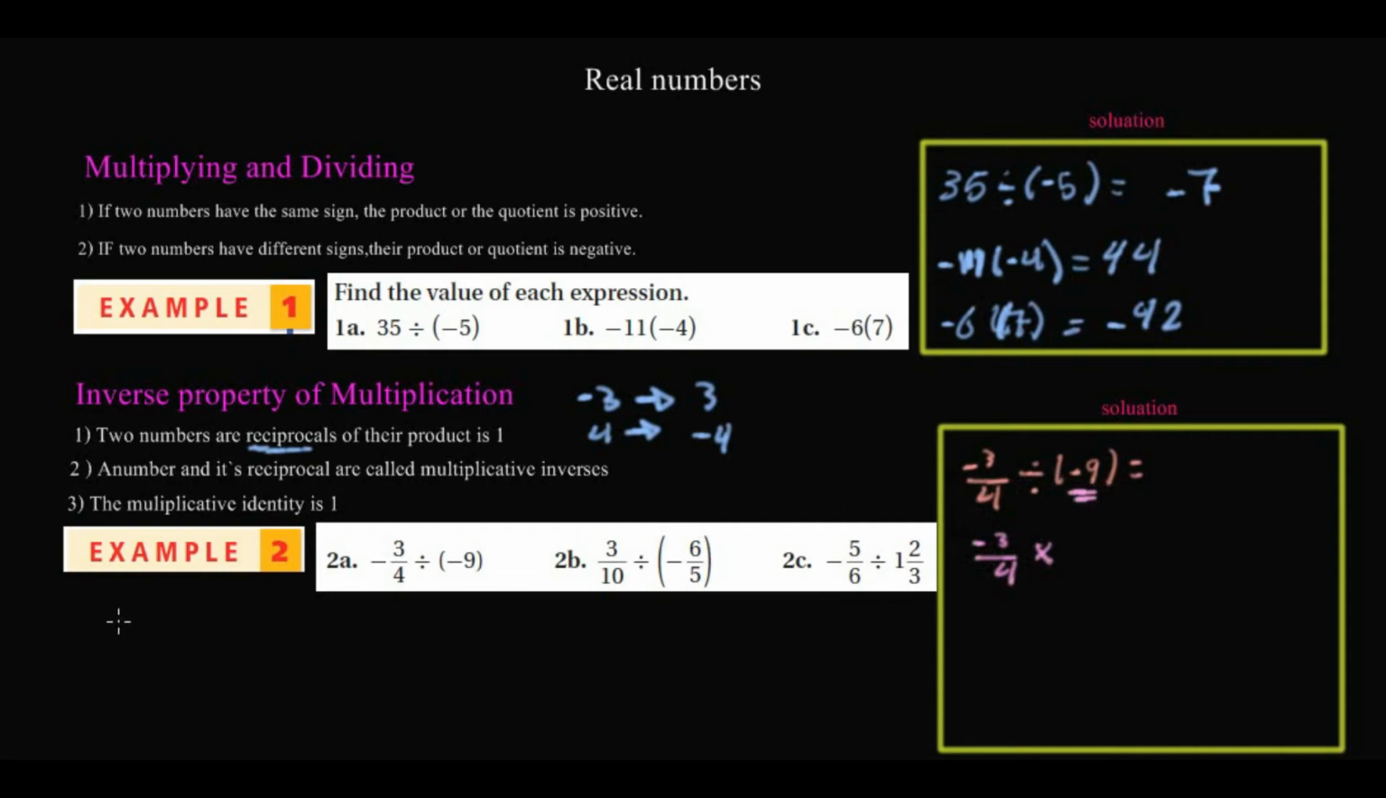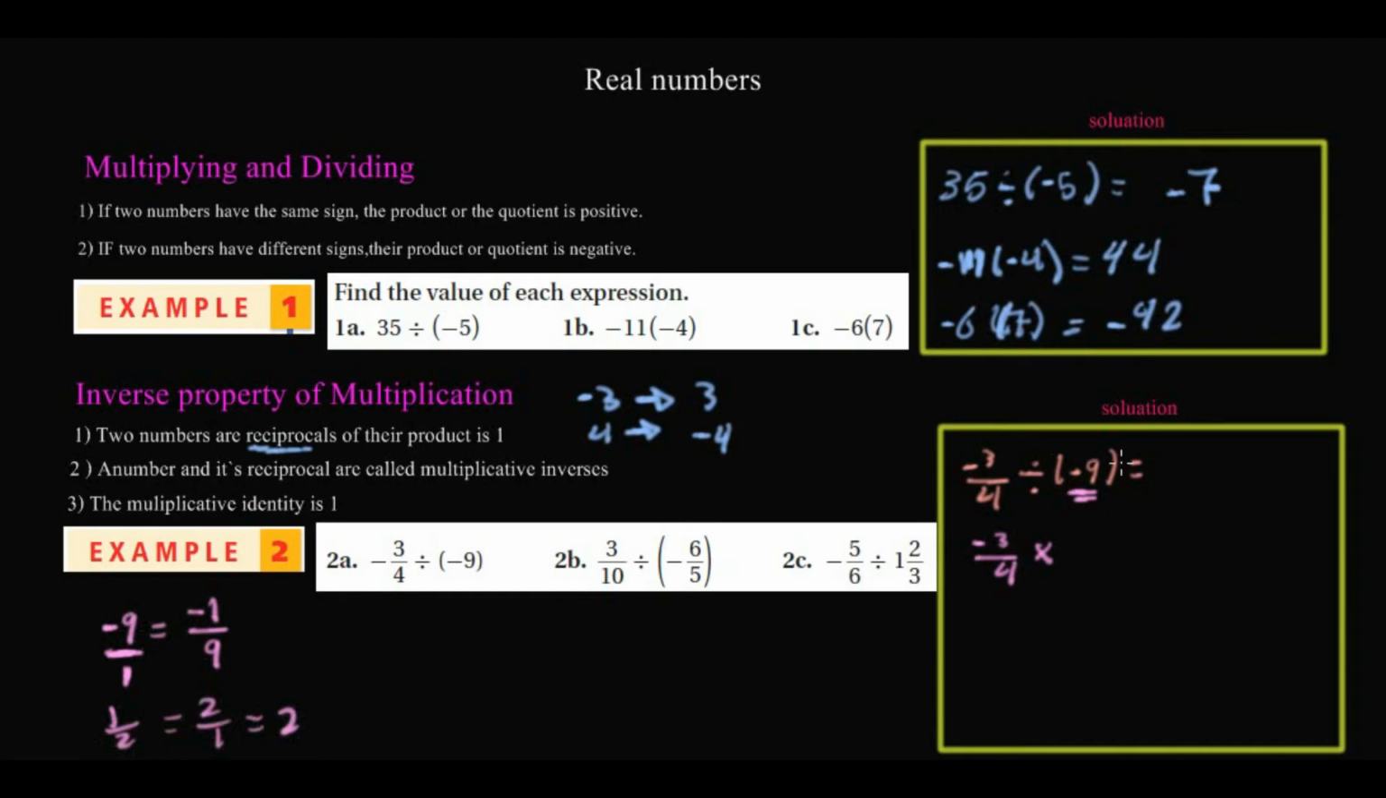If we have a number like negative 9, its reciprocal is going to be negative 1 over 9. To make a reciprocal for any number, you just switch the numerator and denominator. So if you have a number like half, its reciprocal is going to be 2 over 1, which is 2. Okay, and so on.